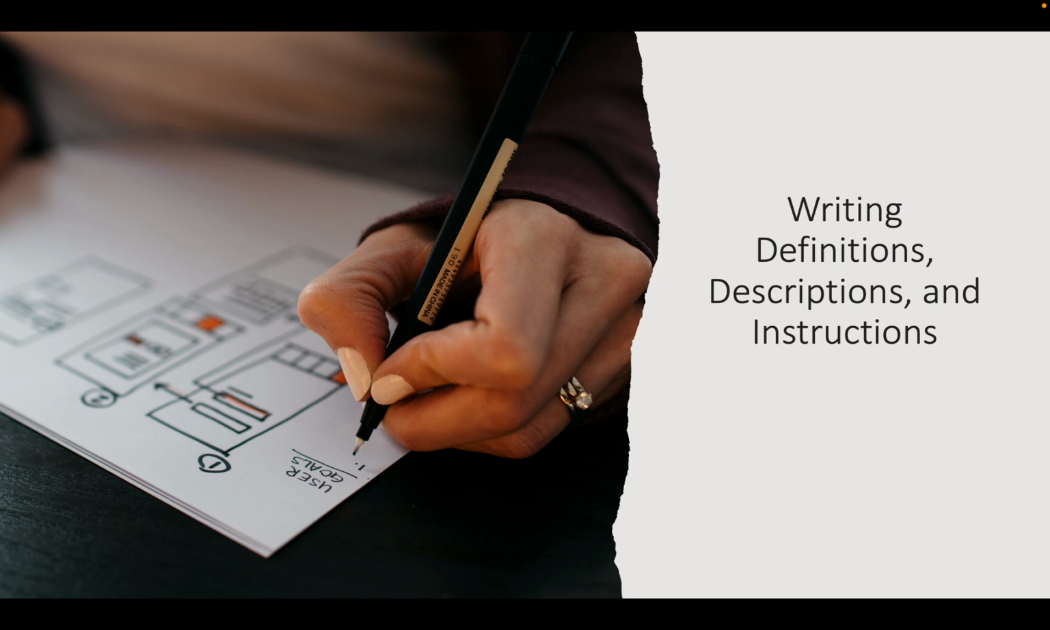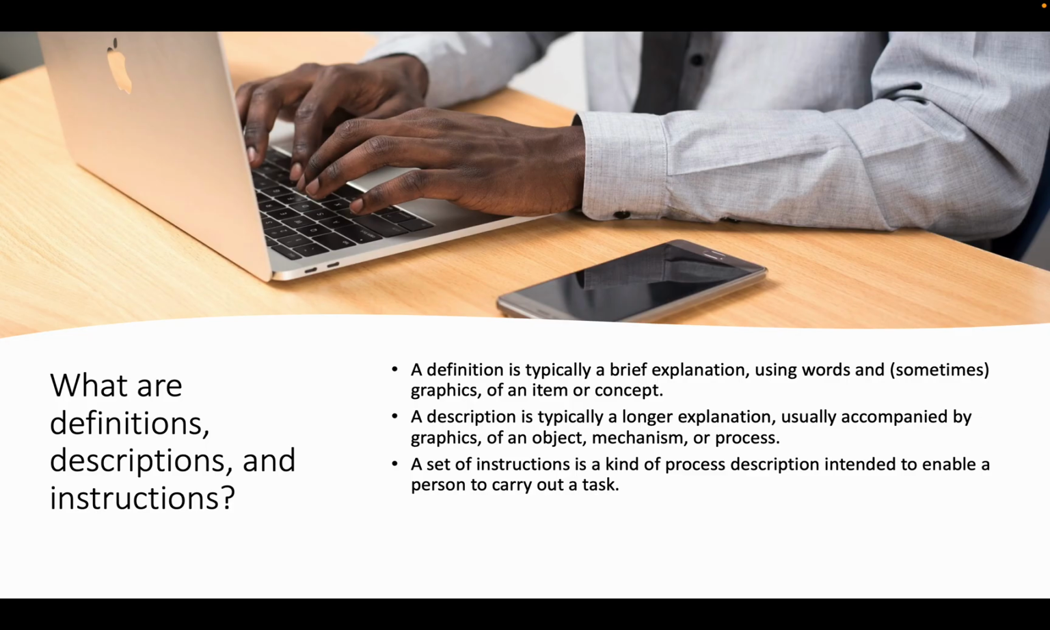Today we're going to be talking about writing definitions, descriptions, and instructions. So let's start with what definitions, descriptions, and instructions are. A definition is typically a brief explanation using words and sometimes graphics of an item or a concept. A description is typically a longer explanation, usually accompanied by graphics of an object, a mechanism, or a process. And finally, a set of instructions is a kind of process description that is intended to enable a person to carry out a task.